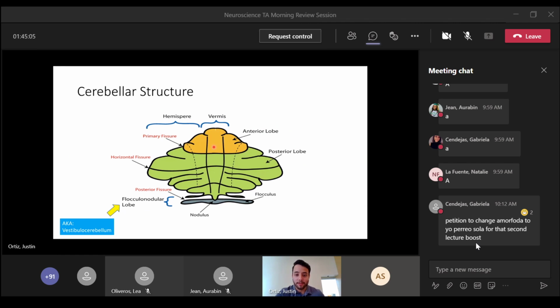So this is what it looks like. If I was to flatten out those lobes, you would see the anterior lobe right here. Here's the posterior, and this would be the flocculonodular lobe. And what's interesting about the cerebellum is that it is divided into specific parts that do different functions. What I mean by that is that we have the vermis right here. The vermis is basically that middle portion of the cerebellum, and that's very, very important for conducting movement.